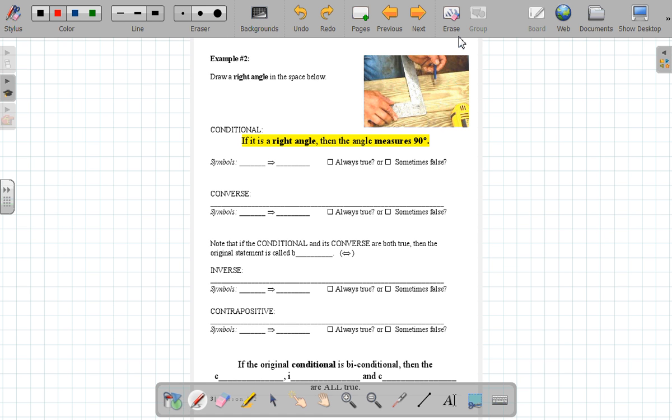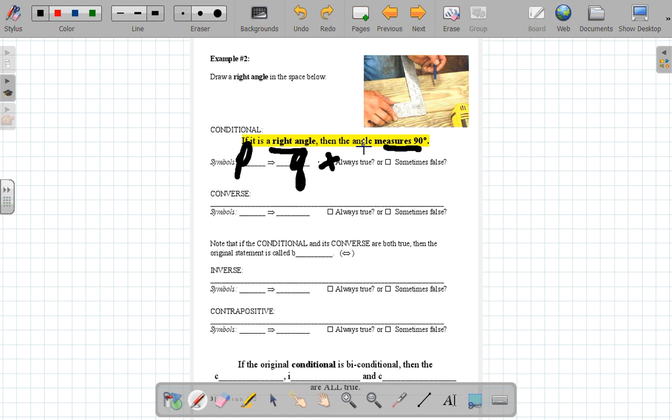All right, folks, pay attention. I'm going to land on individual people. So here we go. It says, if it is a right angle, then it measures 90. That's if P, then Q. Okay, Meredith, true or false there? That is an always true statement. That's the definition of a right angle.